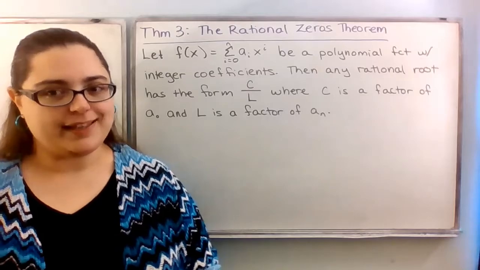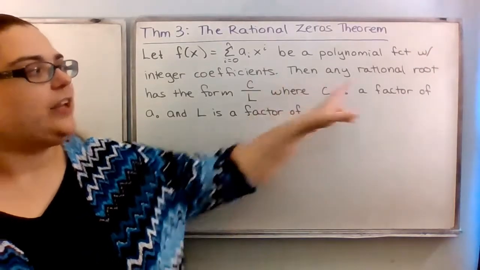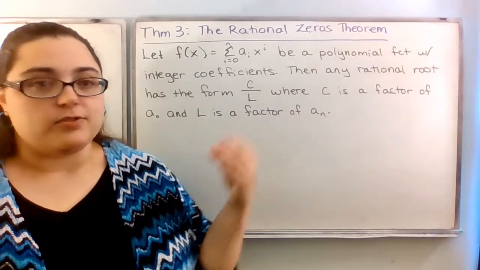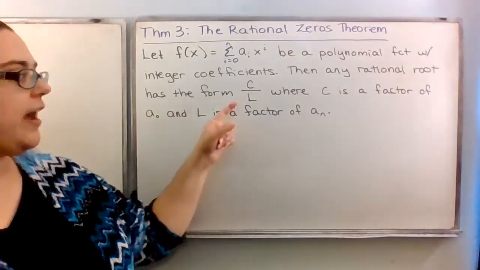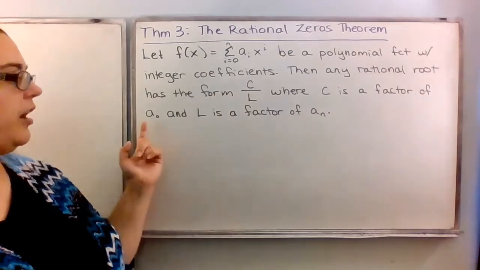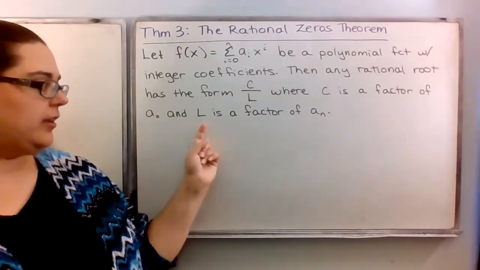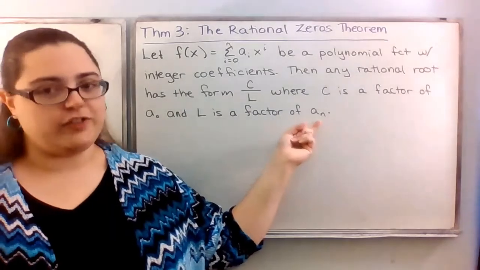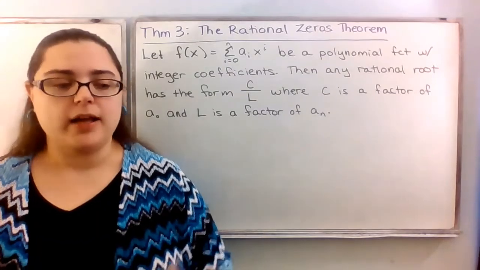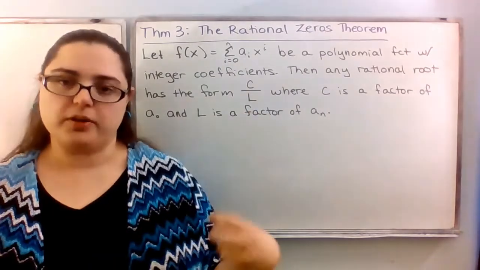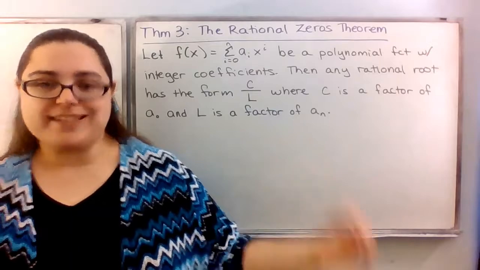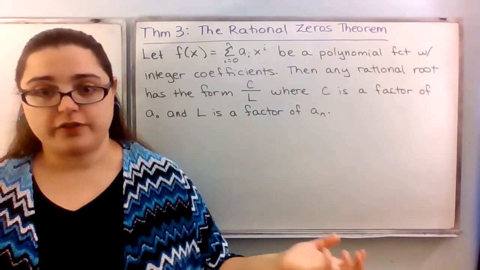If we have a polynomial in that form, then any rational root, so any rational zero or x-intercept, has to have this format of C over L, where C is a factor of the constant term A0, and L is a factor of the leading coefficient, which is AN. So this gives us a way to know, if we're going to break down this polynomial, if we're going to factor it. It gives us a smart way to identify rational potential candidates for zeros for the function.